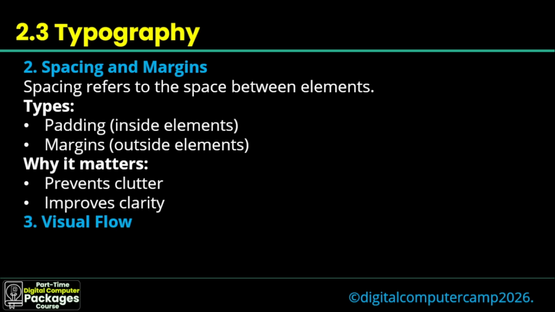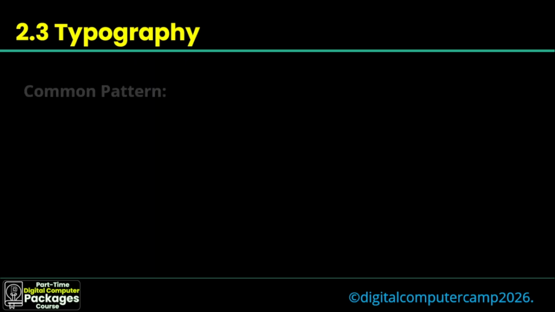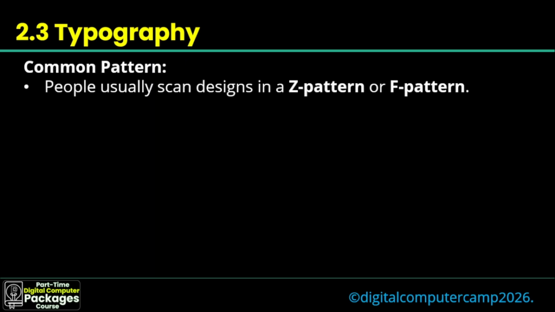Then under typography, we've got the visual flow of your design elements. Visual flow is how the viewer's eye moves through a design. Most of the time, when you see a design, you start with the big text that stands out, or the heading, and then you visually flow through that design. Common patterns: people usually scan designs in a Z pattern or F pattern.